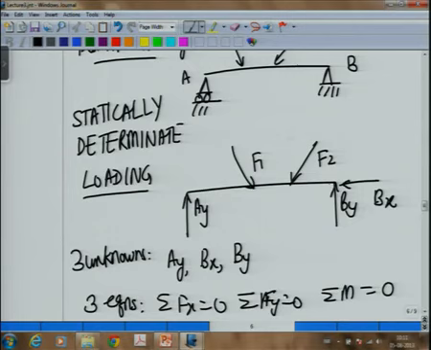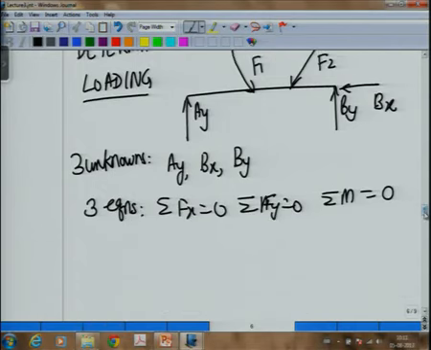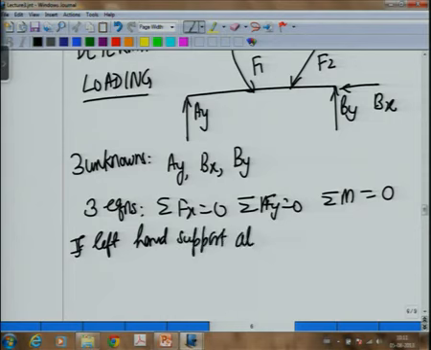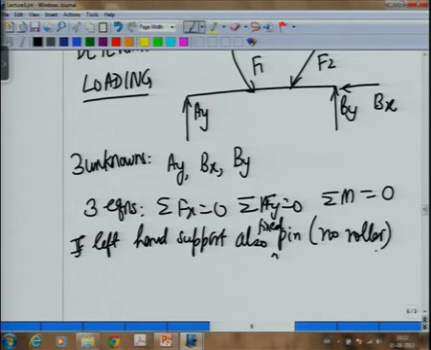Okay. Now, what would make this loading statically indeterminate? So, obviously, statically indeterminate would be a case where the number of equations is not sufficient. And if I make the left hand support another pin support, if it is not a roller support, then what will happen? So, we contrast it with the case if the left hand support is also a fixed pin, no roller.